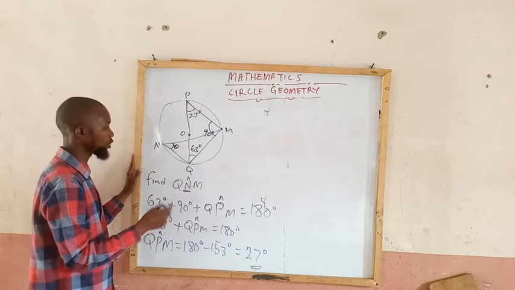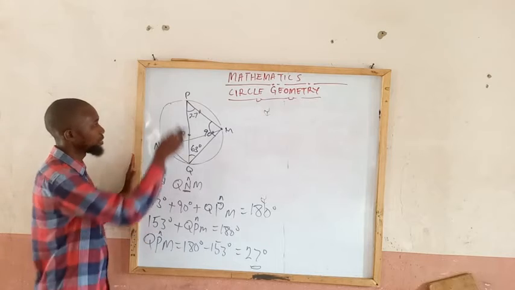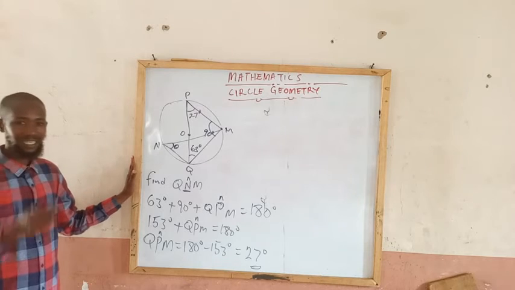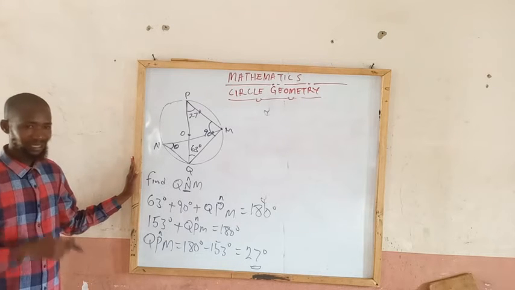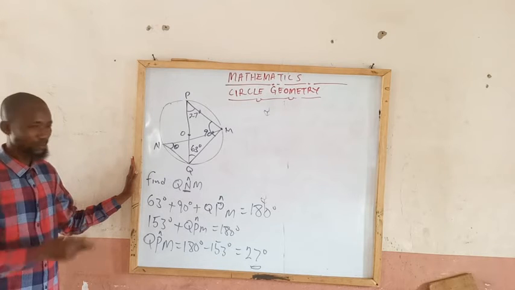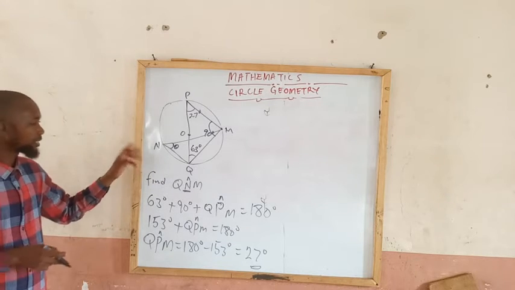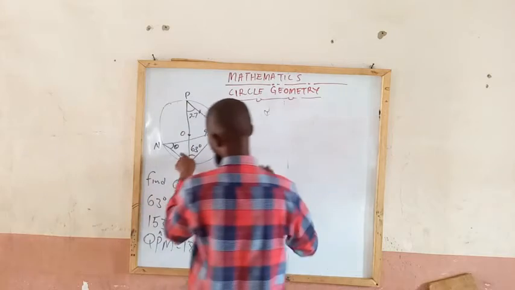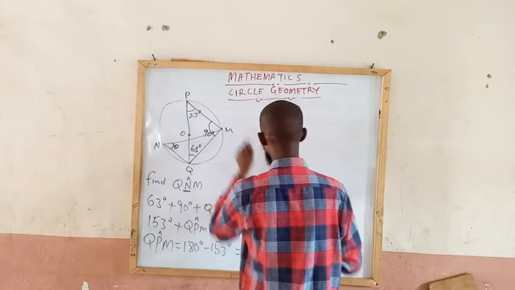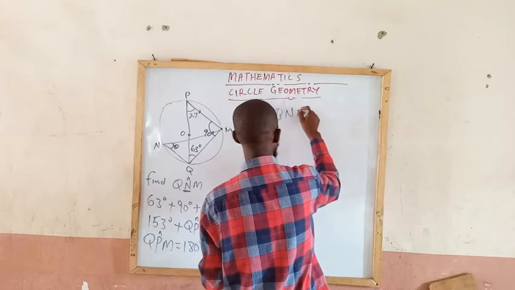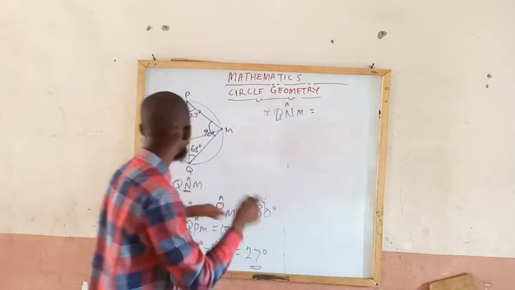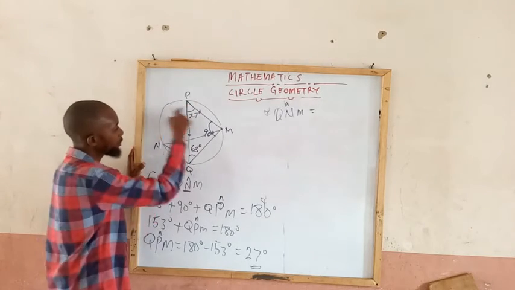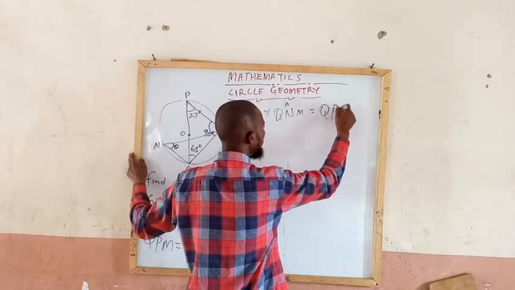So since it is resting on chord QM, it automatically means both this angle P as well as this angle N, they are sharing the same chord. They are both lying on the same chord QM, and as a result, their angles are going to be equal. So that means that this theta, or what we call QNM here, is equal to this angle here, the angle P, but the best way to name it is to call it QPM, is equal to QPM.